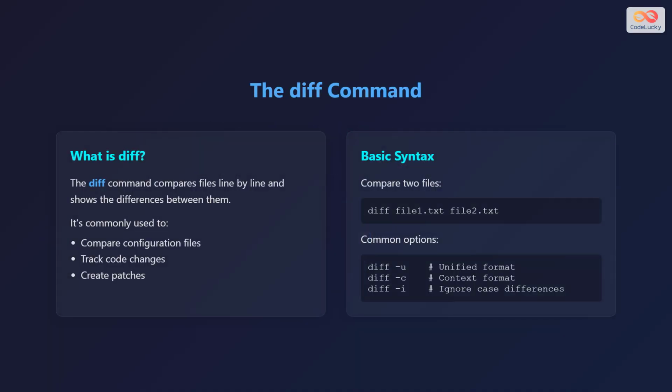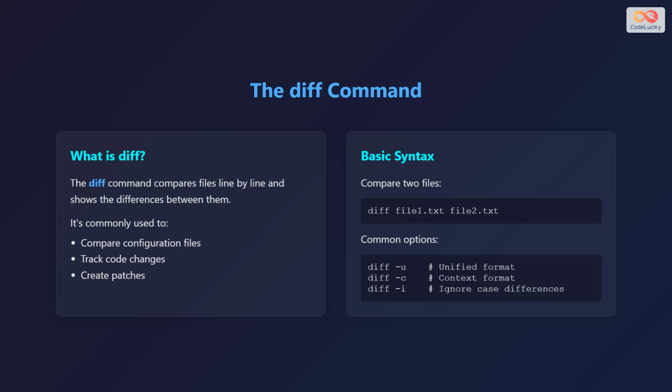The diff command is a powerful utility used to compare files line by line and display the differences between them. It is commonly used for various purposes, such as comparing configuration files to identify changes, tracking code modifications over time, and creating patches that can be applied to update files.